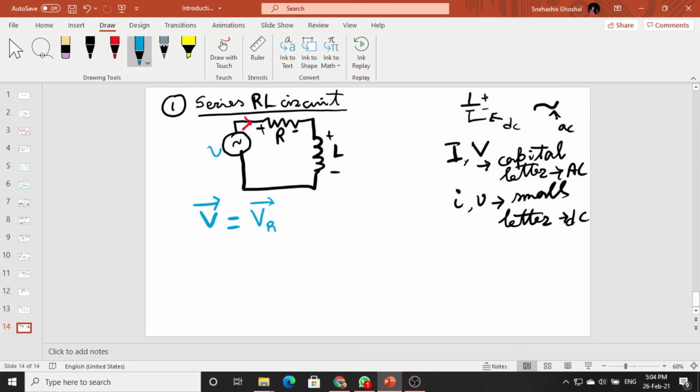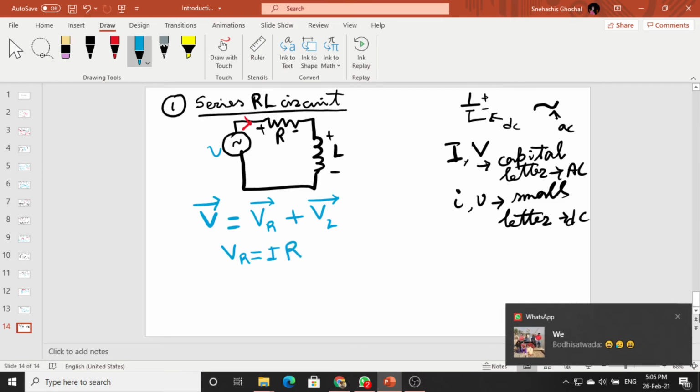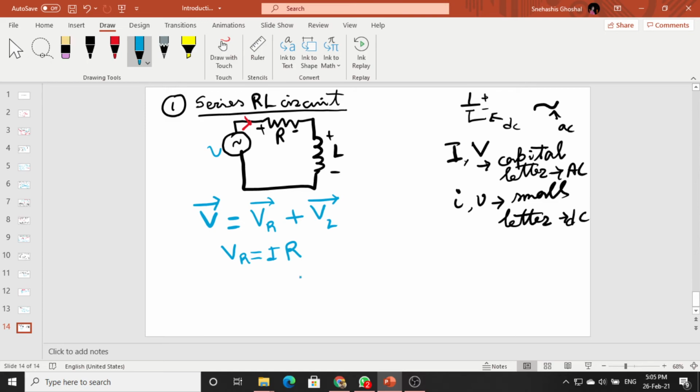So voltage across the resistor plus voltage across the inductor, but that is not algebraic summation. Unlike DC, it is not algebraic summation. It is phasor summation, just like scalar addition and vector addition. So here are the differences. VR through Ohm's law is known: VR is equal to IR, and VL equal to I into XL.